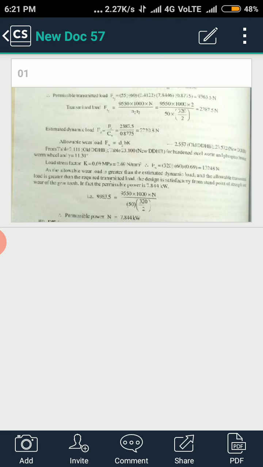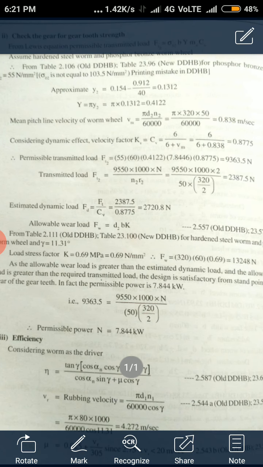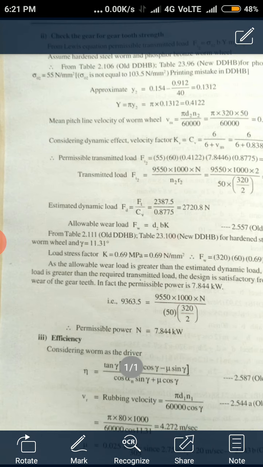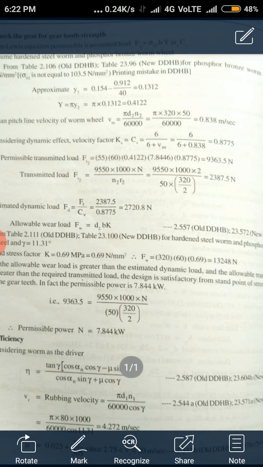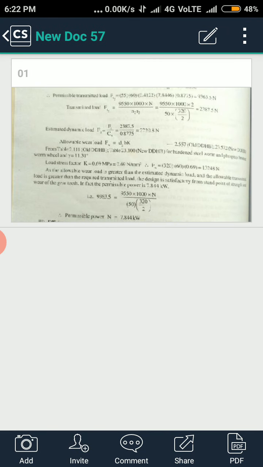So the k value is determined from table 23.100 for hardened steel worm and hardened phosphor bronze worm gear, with gamma equal to 11.31. So we get k equal to 0.9 Newton per mm square. Substituting that into wear load equals d2 b k, with 23.572, you will get wear load as 13,248 Newton.